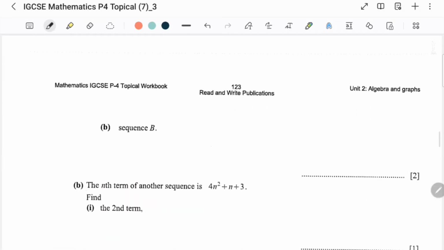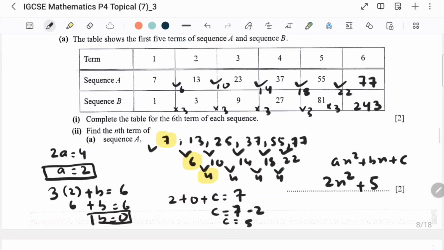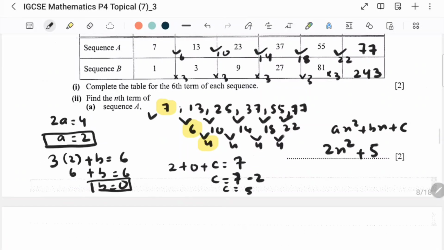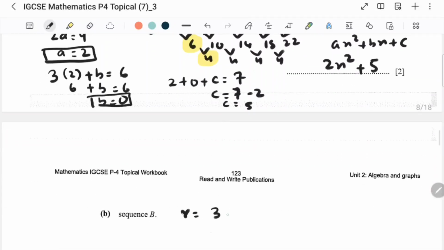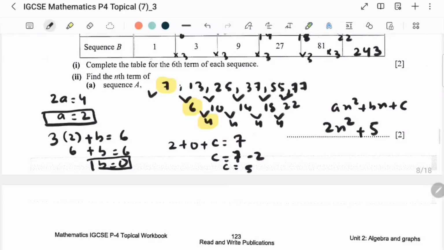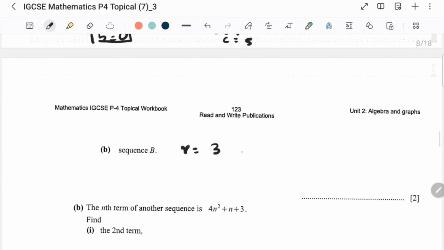Now sequence B, they are also just asking you to find the nth term. 1, 3, 9, 27. So you know that 3 upon 1 is 3, 9 upon 3 is 3, 27 upon 9 is 3. So r is equal to 3 and a is equal to 1 because it's the first term. ar to the power n minus 1, so that is 3 to the power n minus 1.